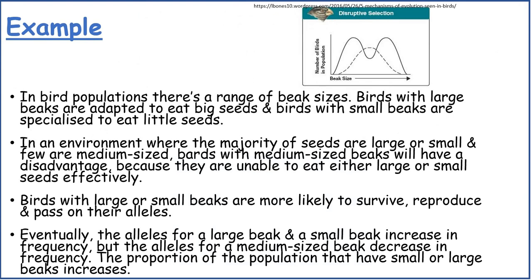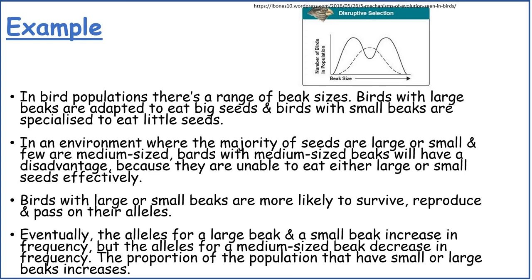As an example of this, in a bird population there's a range of beak sizes. Birds with large beaks are adapted to eat big seeds, and birds with small beaks are specialised to eat little seeds. So in an environment where the majority of seeds are either large or small, and few are a medium size, the birds with medium-sized beaks will have a survival disadvantage, because they're unable to eat either large or small seeds effectively.